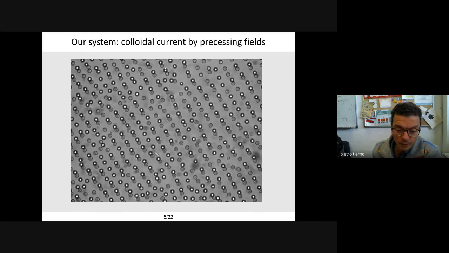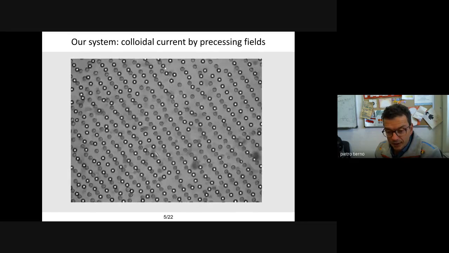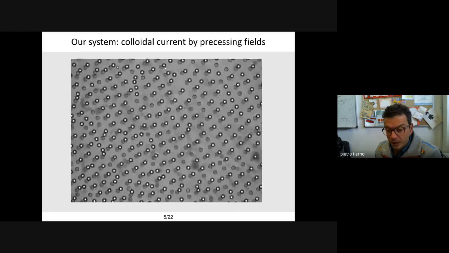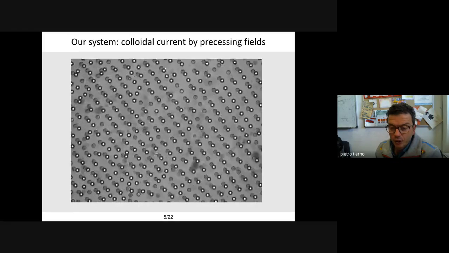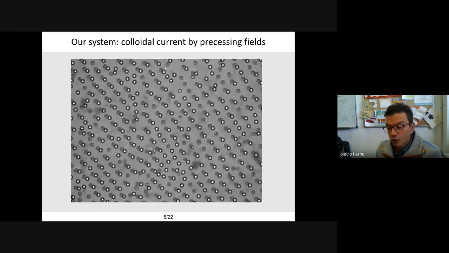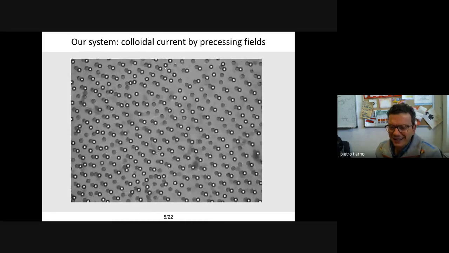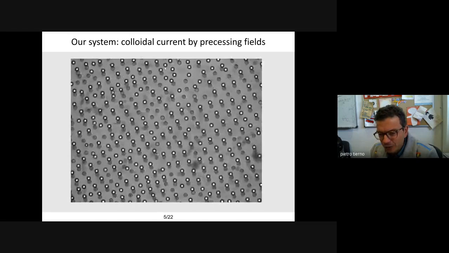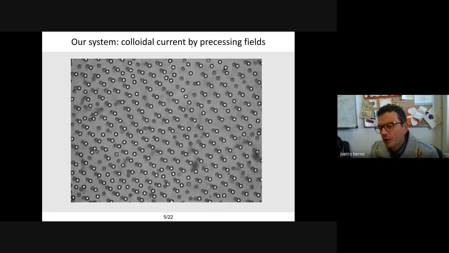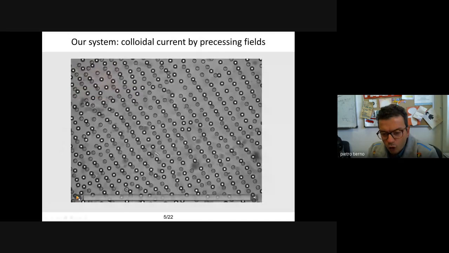Now I can play the video. This is in real time, so this is how the dynamics develop. It has not been sped up. You have a field with a frequency, and what you see here, I hope you don't get a headache from it. You see that one population of colloids, the one that looks whiter, goes toward the bottom of the screen, and the other one goes towards the top, as you can see.